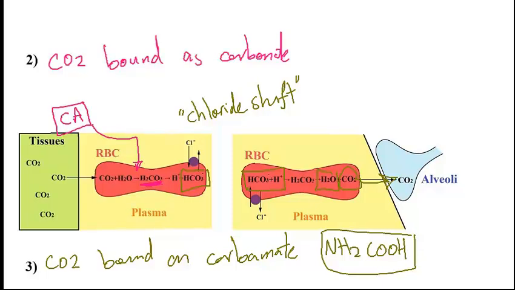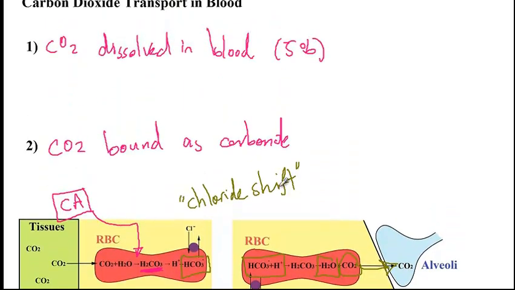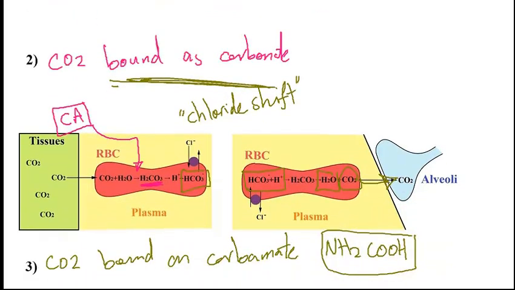All right, so therefore, we have three different mechanisms for carrying CO2 by the blood. One is being dissolved in the blood, two, carrying it as carbonate, or three, by binding of CO2 as carbamate to the hemoglobin.